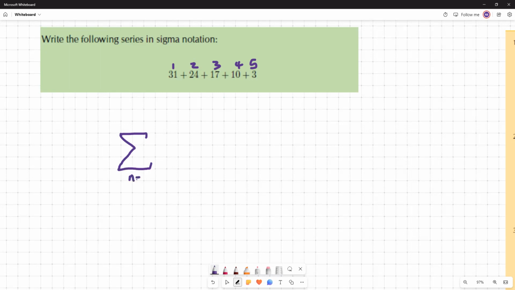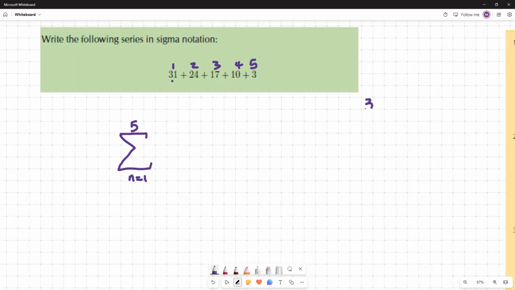This is always n equals 1 if you're converting from a pattern to sigma, because you're starting at term 1. Then this is the last term, so you have 5 terms in total. Perfect. Now you need to find the formula of the nth term of this pattern. That pattern can be quadratic, geometric, or linear. You need to check. So let's check what this pattern is.